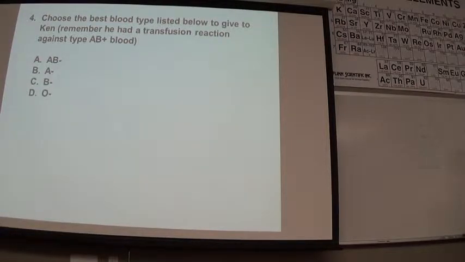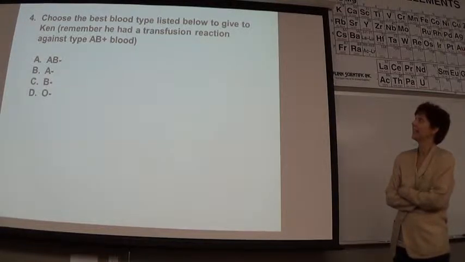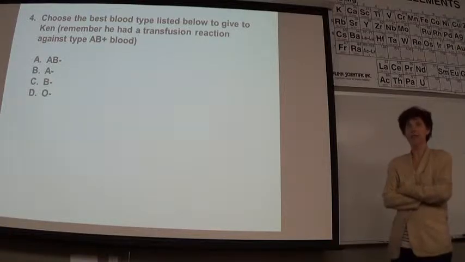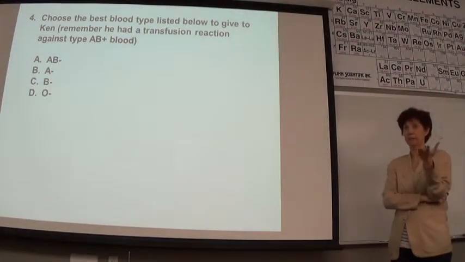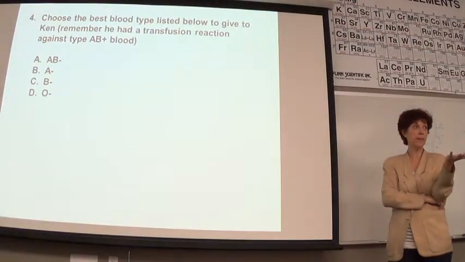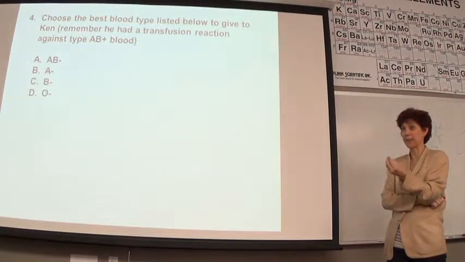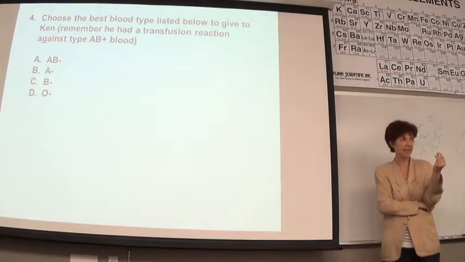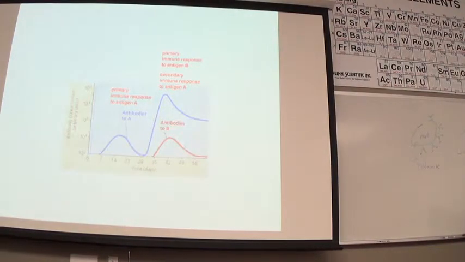So what blood type should we give him? O negative. Okay? Because this is the one blood type that's the universal donor. We don't know his blood type. So we want to give him something that has nothing on the red blood cells that could result in a transfusion reaction. Does that make sense? We have no idea what his blood type is. Okay.